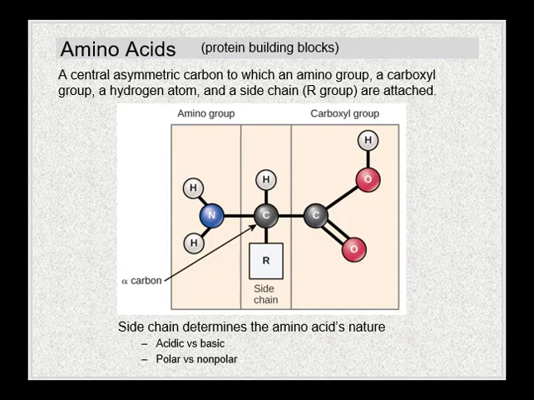They all contain an alpha carbon bonded to an amino group, a carboxyl group, and a hydrogen atom. Every amino acid also has another atom or group of atoms bonded to the central atom known as the R group. The R group is what controls whether the amino acid will be acidic or basic in nature, and whether it'll be polar or nonpolar.